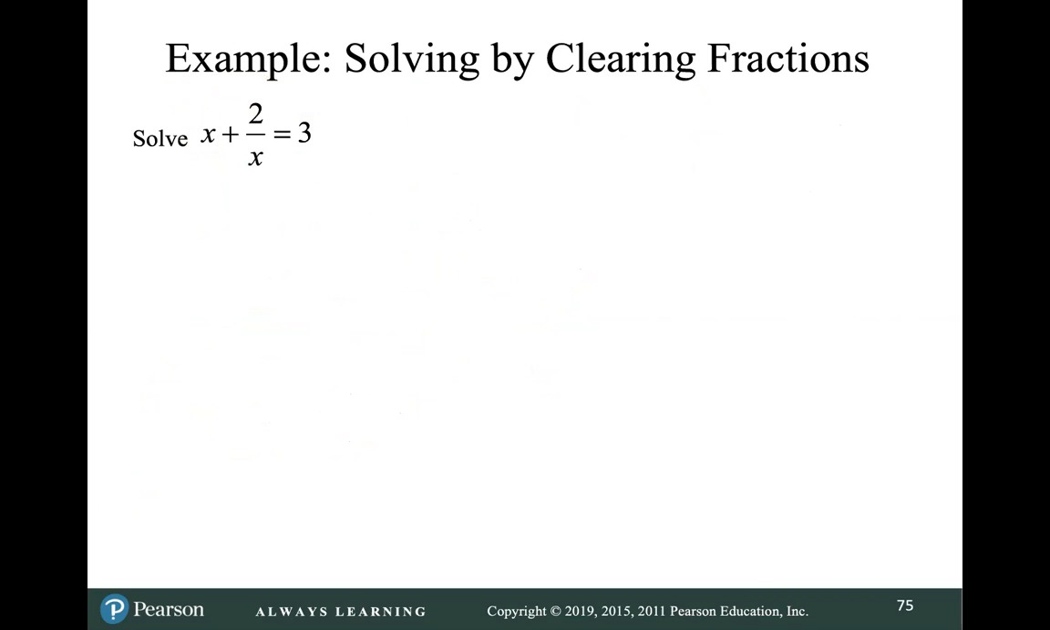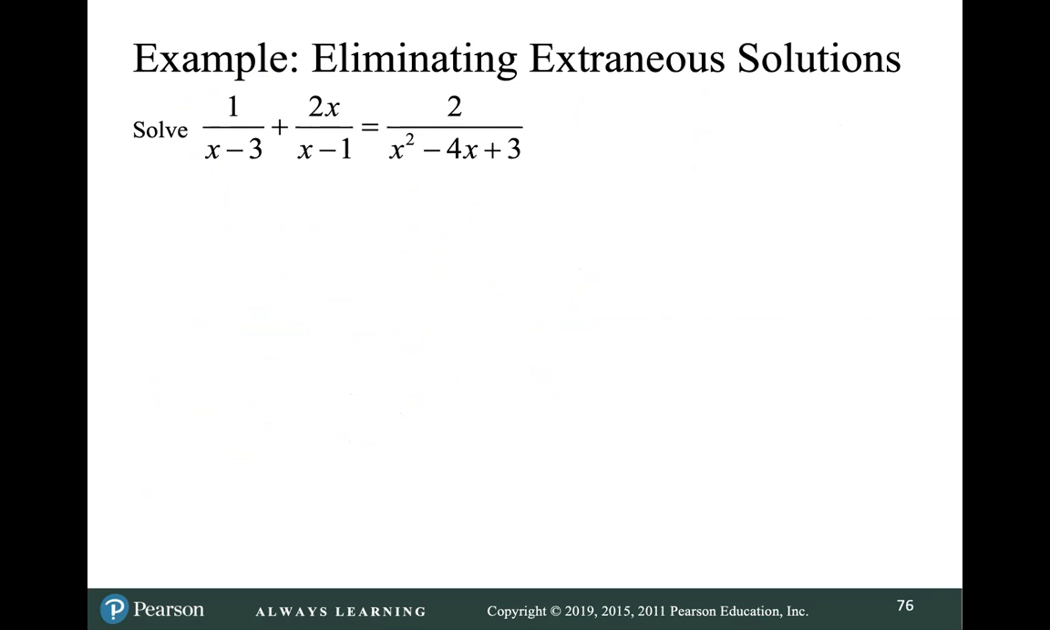Let's take a look at our next one. So this time we have more than one denominator, so we're going to have to do a little bit more work to find our LCD. So I have x minus 3, I have x minus 1. This is a quadratic, so I'm going to see if I can factor it. Two numbers that multiply to 3 and add to -4 are -3 and -1. That works out nicely because that matches our other two denominators.